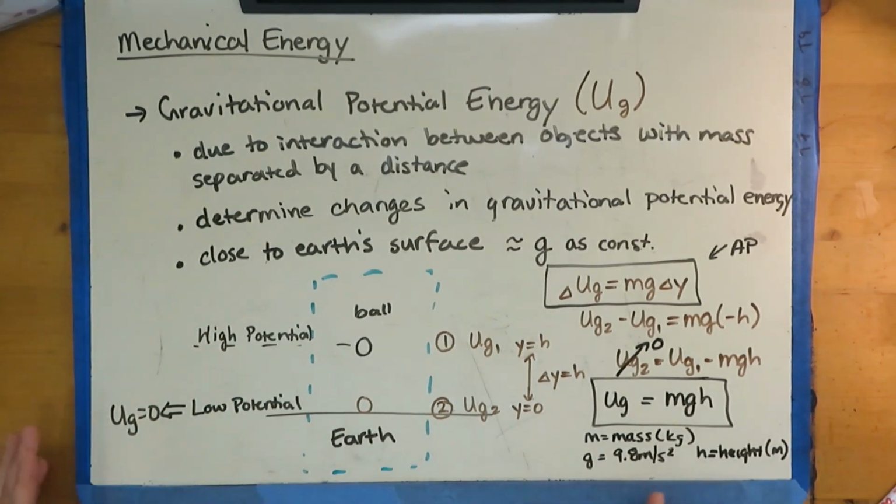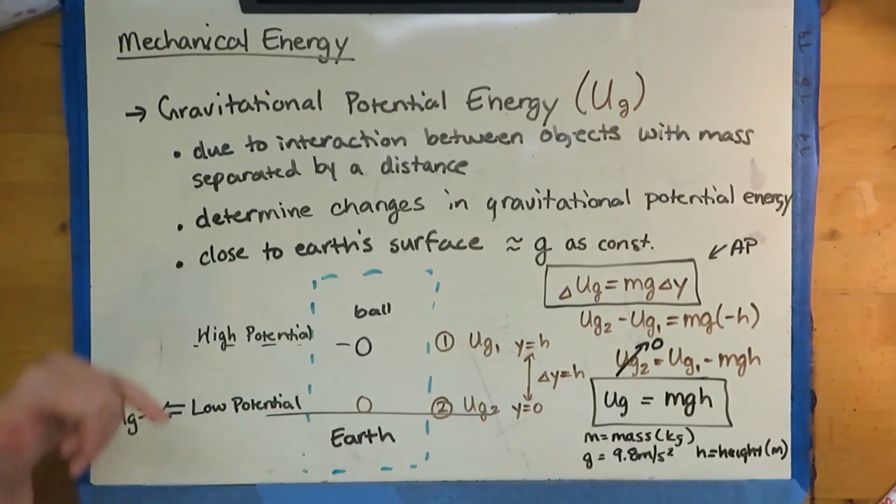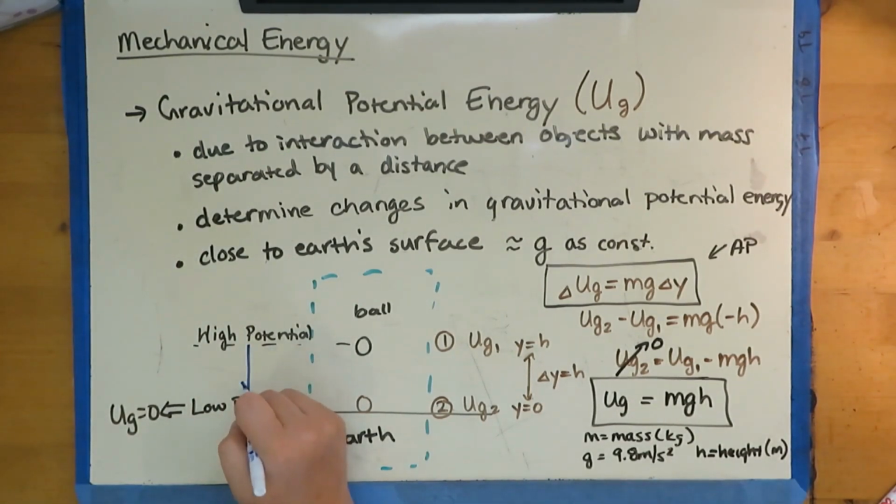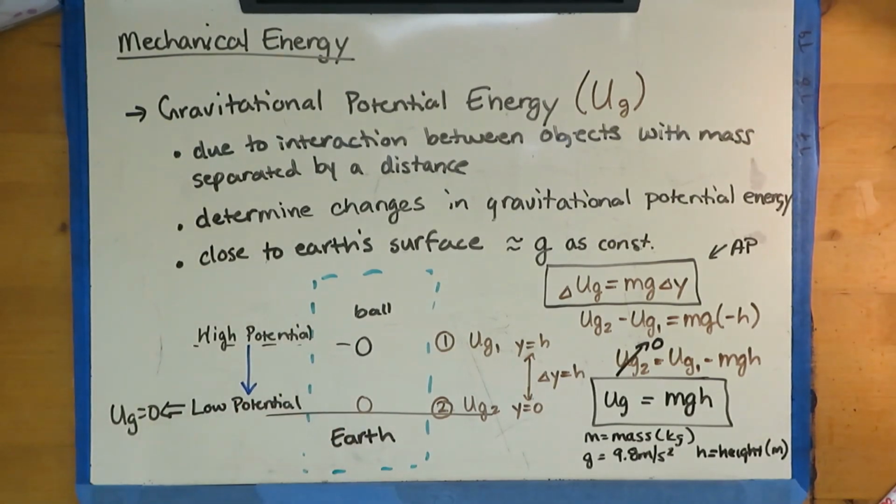So that gives us a basis to work with potential energy. So why do I know that my ball is at higher potential here than lower potential here? Well, I would know that by understanding our definitions of potential energy, and basically all objects tend to freely move from high potential to low potential.